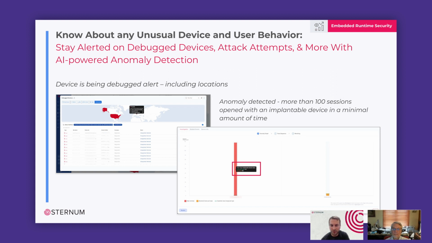So in the second example here, we see an anomaly that is being detected on a device that tries to interact with an implant over 100 times in a very short amount of time. So this is a clear anomaly that could be performed by someone researching the device and trying to get it into an edge case, for example. And this could be also a performance anomaly, but in the Sternum platform, you can get insights on both.